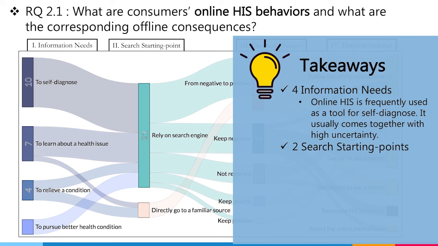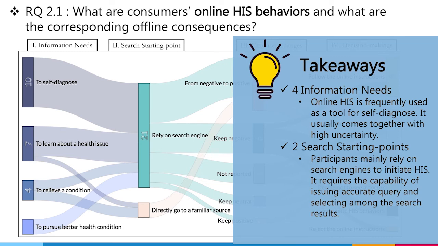Second, we identified 2 search starting points from participants' real information search incidents. And the participants mainly rely on search engines to initiate online health information seeking. It requires the capability of issuing accurate queries and selecting among the search results. And very rarely, the participants will go directly to a familiar online source.